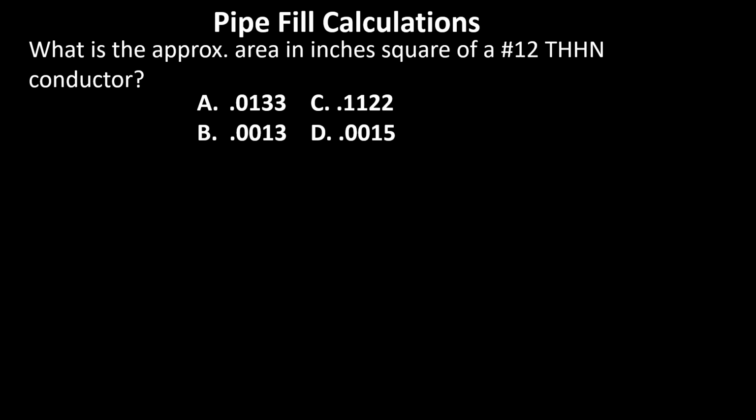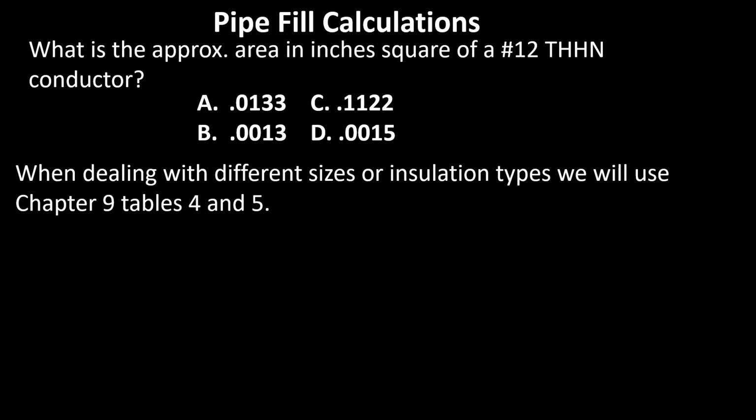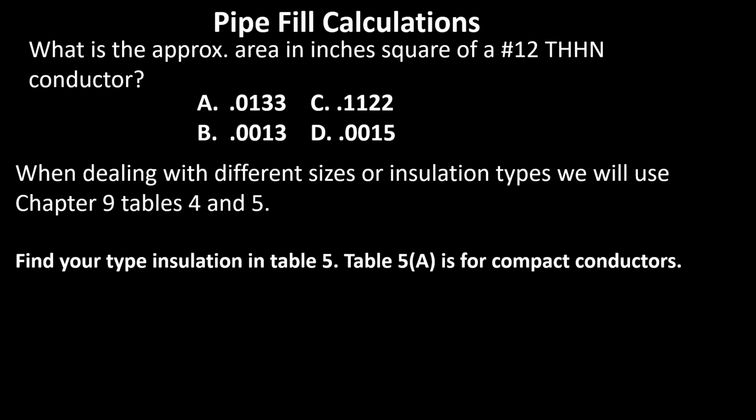What is the approximate area in square inches of a number 12 THHN conductor? All right, so here we've got some options. Now, the first thing that we're going to do when we're dealing with different sizes or insulation types is use Chapter 9, Tables 4 and 5. In this case, it's wanting to know the approximate area in square inches of a number 12 THHN conductor. So in this case, we're going to head to Table 5. So when we get to Table 5, let's go ahead and talk about it.